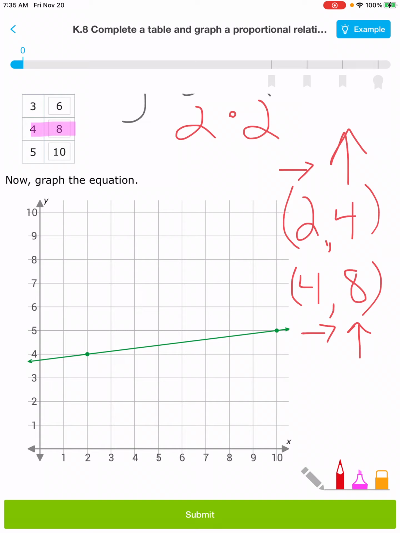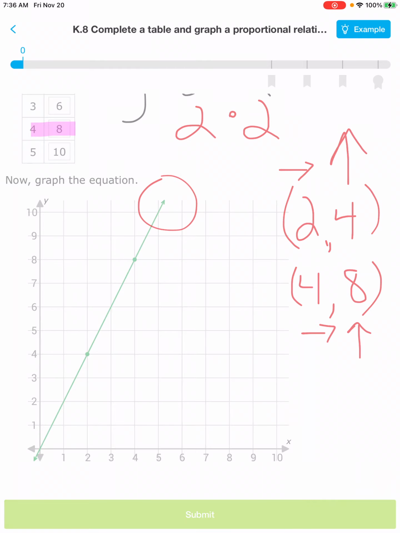Okay, so I think I have to fix that last point. Nope, that's still right. I need to fix this one, 4, 8. And my line's all messed up now. Okay, so I have a point at 2, 4, and I have a point at 4, 8. The other points should also line up. So if you go over 5 and up 10, you can see that my line goes through that point right here. And I'm ready to submit. That took a long time.